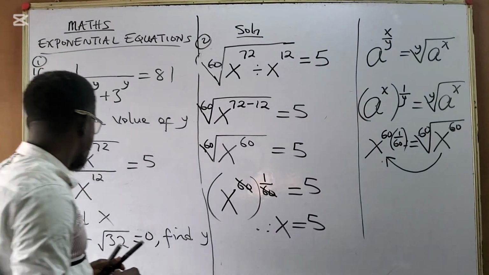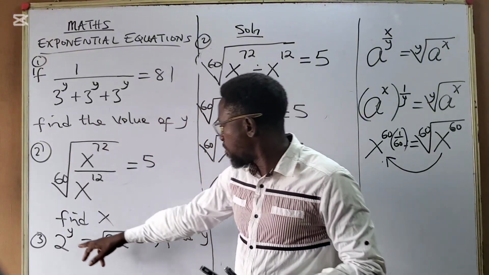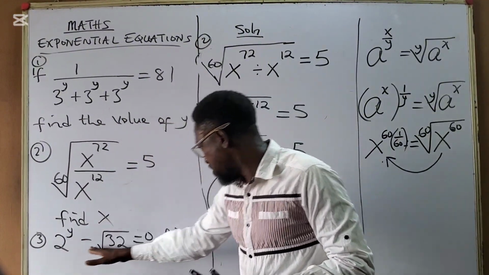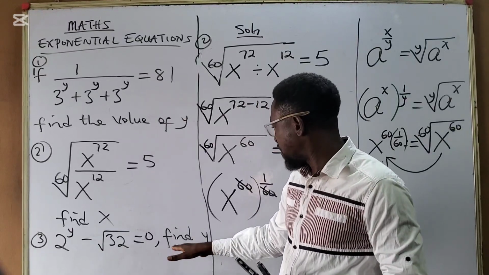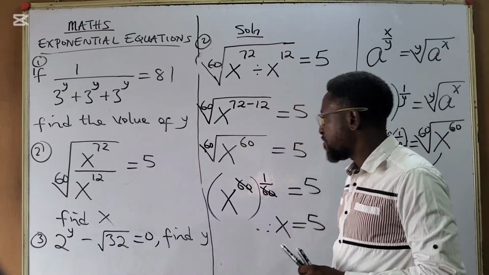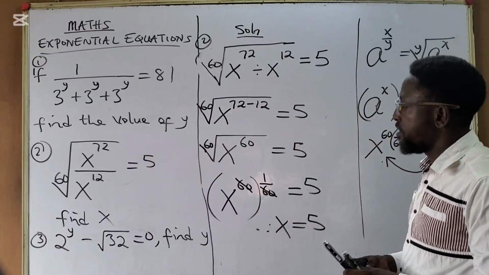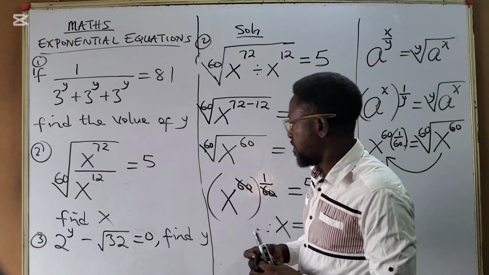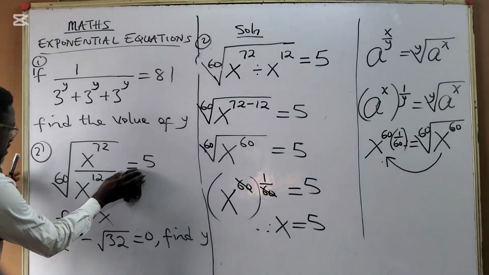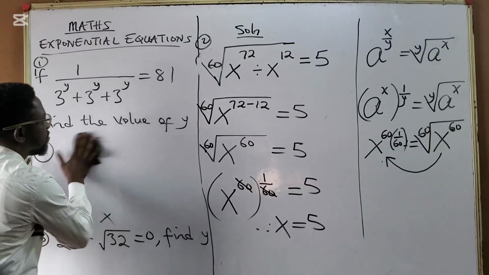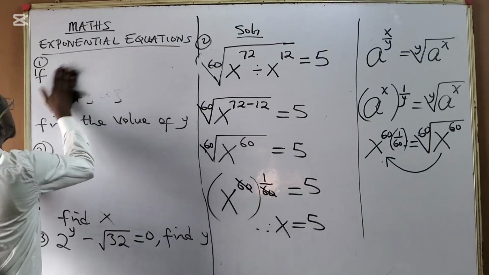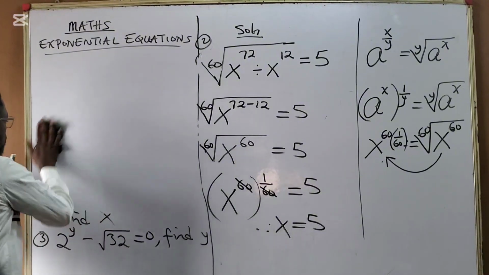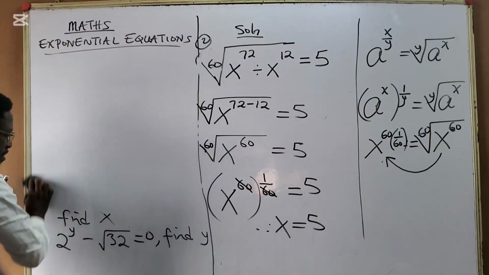Question 3 says 2 raised to the power y minus square root of 32 equals 0. If this minus this equals 0, find the value of y. If we want to do a question like that, let me just use this part of the board. These things are not difficult.